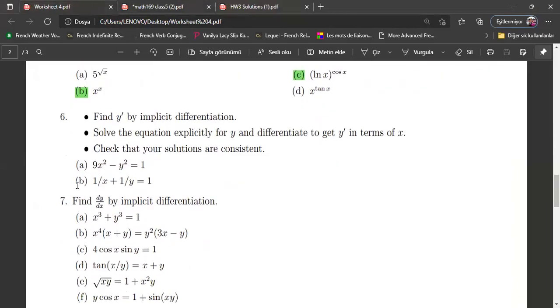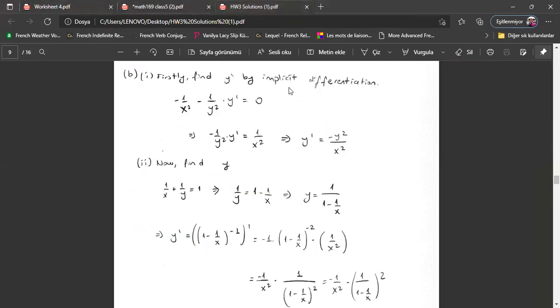Okay, so we will solve this one, b, right? So we're given 1 over x plus 1 over y is equal to 1. First we will find the implicit differentiation. It means we will take the derivative directly without isolating y as a function in terms of x. So we take the derivative of both sides.